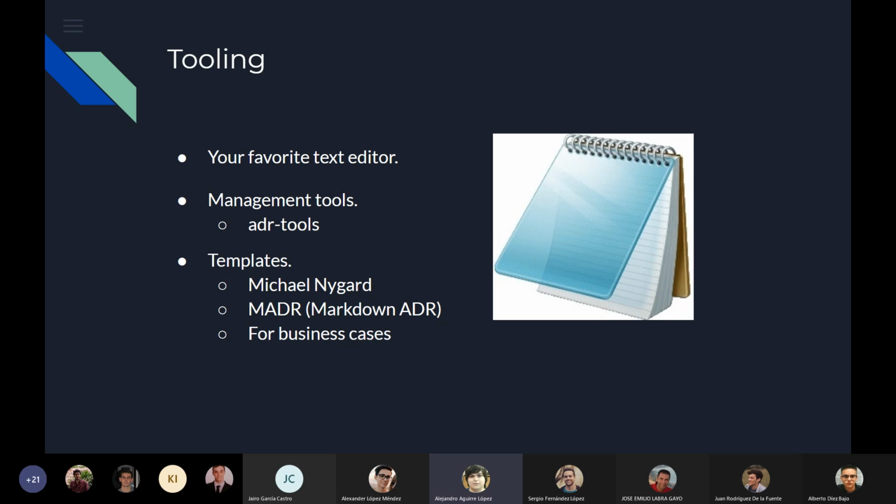As the ADR format is not a fixed standard, there exist different templates apart from Nygard's one, like Markdown ADR, which specifically uses Markdown as the syntax, or one for business cases, which includes cost analysis for each option.